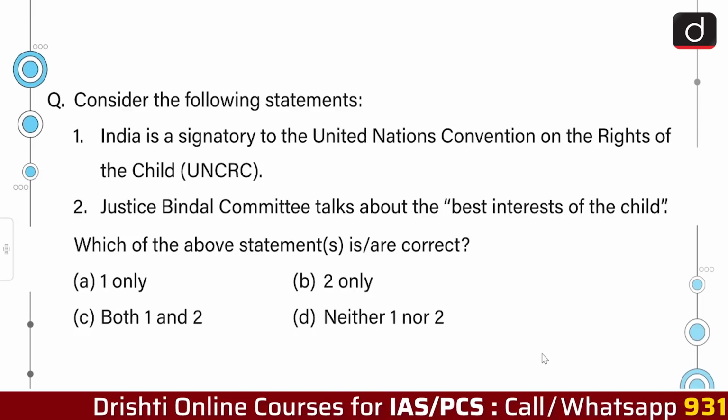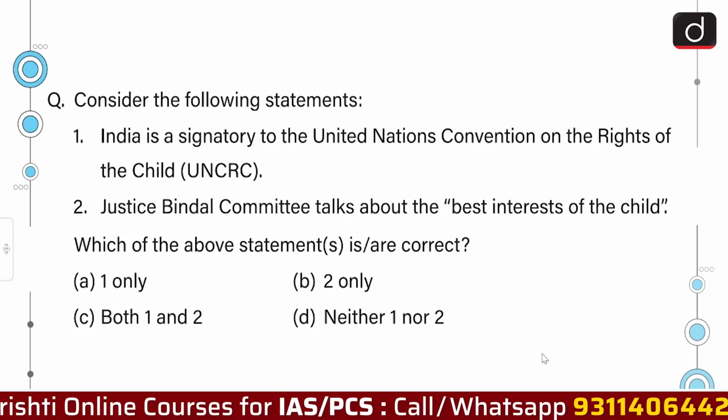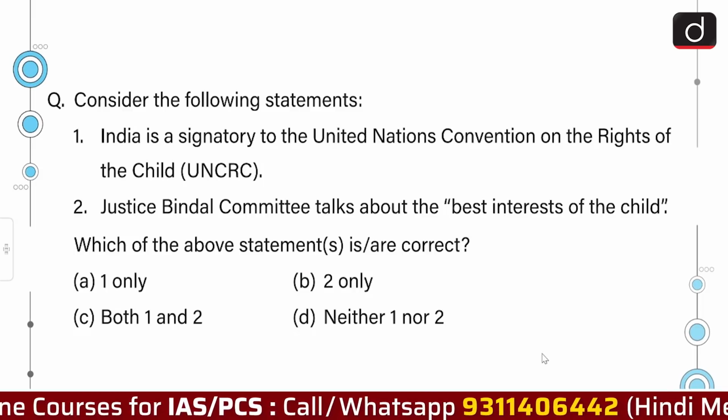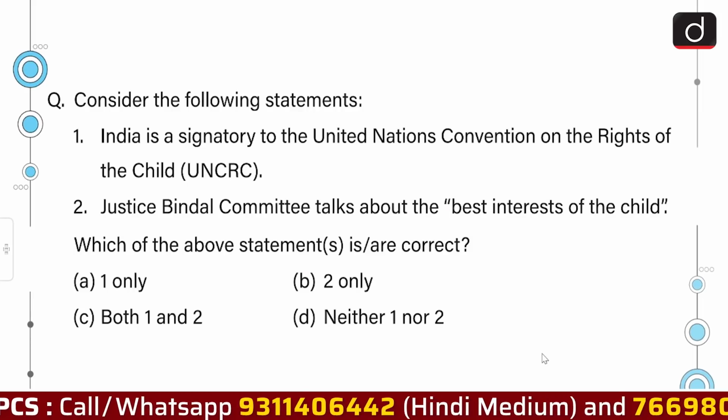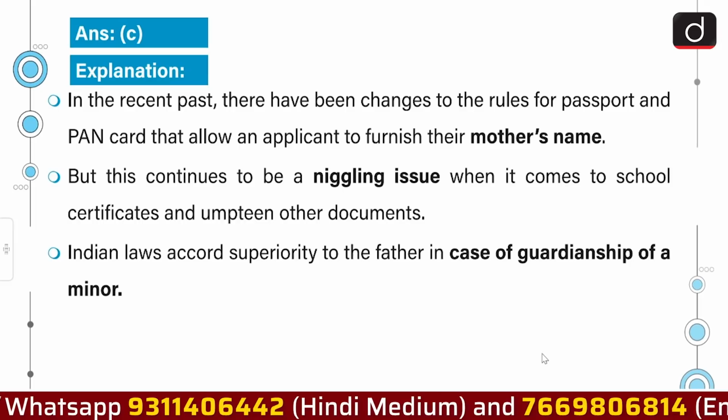Consider the following statements. India is a signatory to the United Nations Convention on the Rights of the Child. Justice Bindal Committee talks about the best interest of the child. We have to select the correct statement. Both are correct. C is the correct answer.